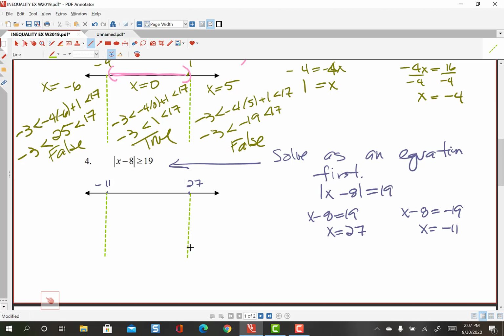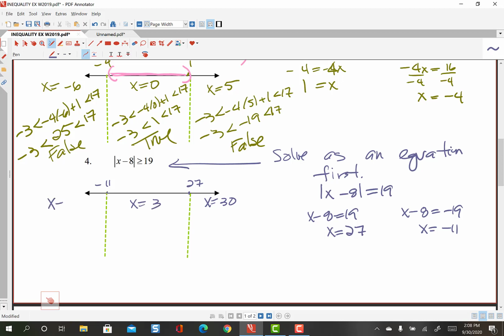And we're going to test something in each interval. Now, just be careful. Remember, you have to take the absolute value of the expression. So, for example, over here, let's say I test something like 30, something between negative 11 and positive 27. I know a bunch of you are going to pick 0, which is fine. I'm going to pick something like 3.